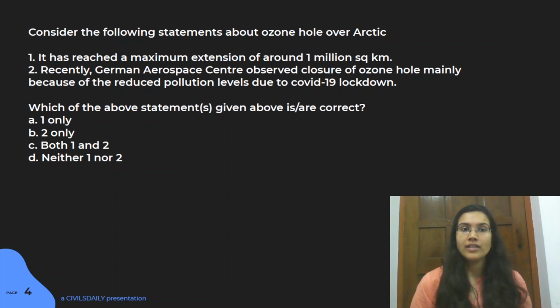The second statement here talks about that recently German Aerospace Center observed the closure of ozone hole mainly because of the reduced pollution levels due to COVID-19 lockdown. Now it might look confusing for some time, but this is not the correct reason. See, the ozone hole, even in the southern hemisphere, the pollution plays a lesser role there. Like the conditions that are created over very cold region, like we had that polar vortex over the Arctic region. So that created a very cold condition, and the formation of stratospheric clouds and everything, that created the maximum extension of ozone hole, in fact. And when that polar vortex was actually broken down, it was then that we had closure of ozone hole. So the reason behind this is not COVID-19. It's actually linked to the idea of polar vortex phenomena that forms over the Arctic. So second statement is wrong here. First statement is right, and the answer for this question is A.